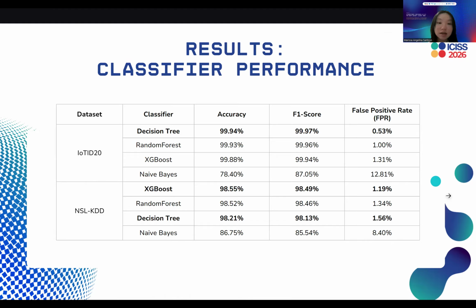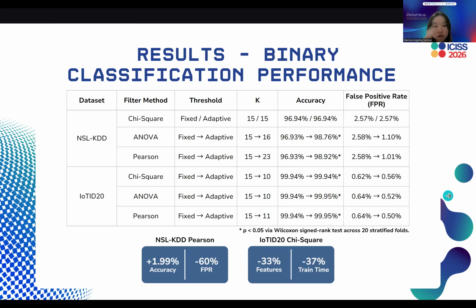The next table is a direct comparison between fixed and adaptive thresholding with statistical significance testing. This is the heart of our result. On NSL-KDD with chi-square, fixed and adaptive landed on the same K of 15, so accuracy stayed identical at 96.94%. That is expected, as it shows our method adapts only when the data actually calls for it.